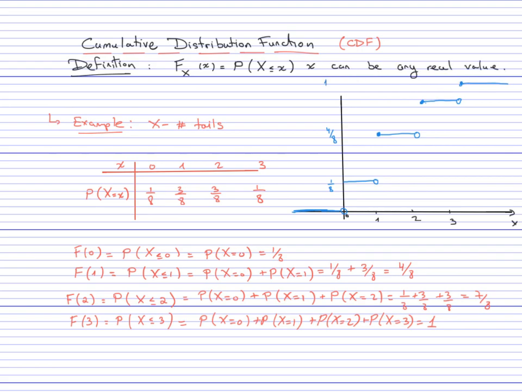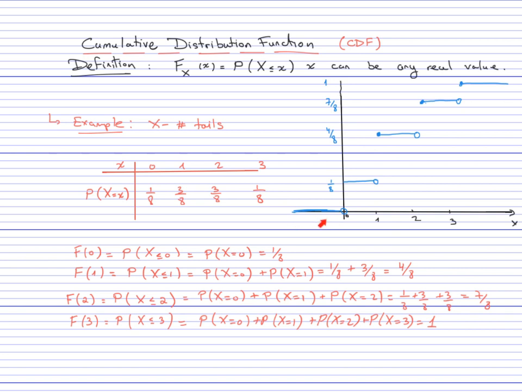Oh, that's 1. That's 7 over 8. And that's how we draw the CDF, the cumulative distribution function. So again, how do we read that? First, we need to understand that for any value that you're going to give me up to 0, excluding 0, we didn't accumulate anything. That means that the CDF is 0.